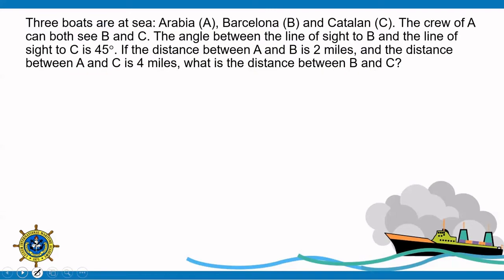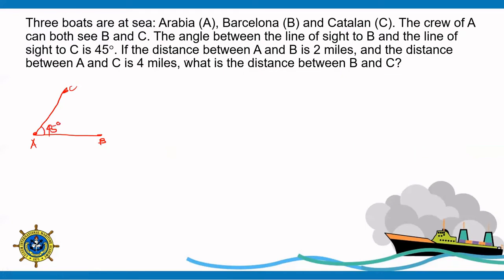Okay, so drawing muna natin siya. So here meron tayong tatlong boat. So let's say this is the first boat A, this is the second boat B, and this is the third boat C. Now yung crew of A, nakikita daw niya parehas yung B and C. So the angle daw between the line of sight to B, so ito, angle between the line of sight to B and the line of sight to C, this one is 45 degrees.